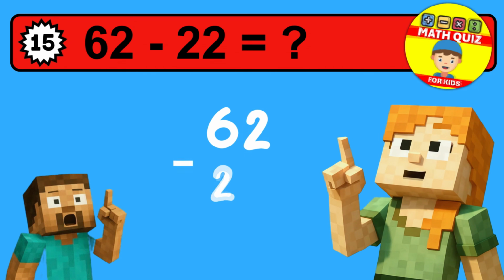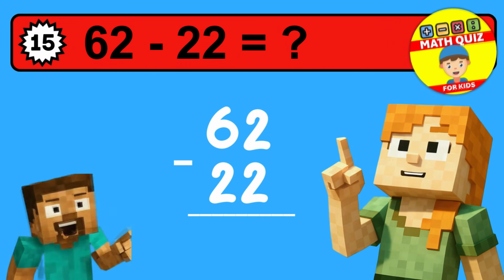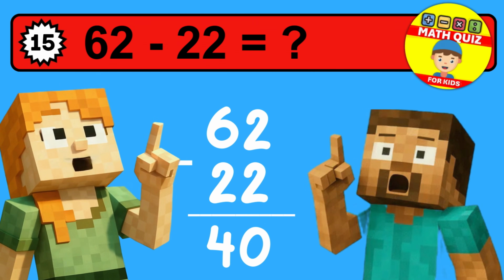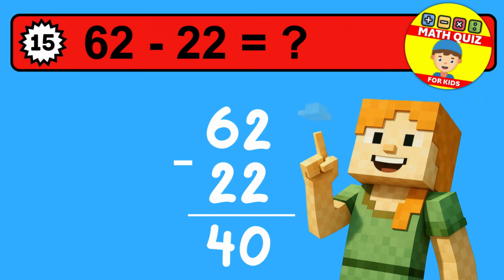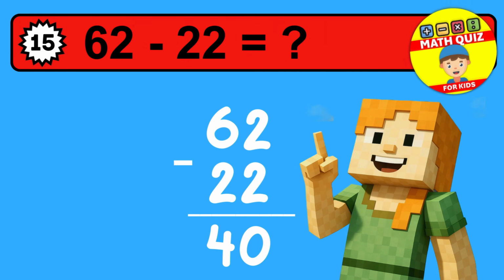Let's solve this step by step. We start with the units. 2 minus 2 is 0. Then we go to the tens. 6 minus 2 is 4. The final answer is 40.